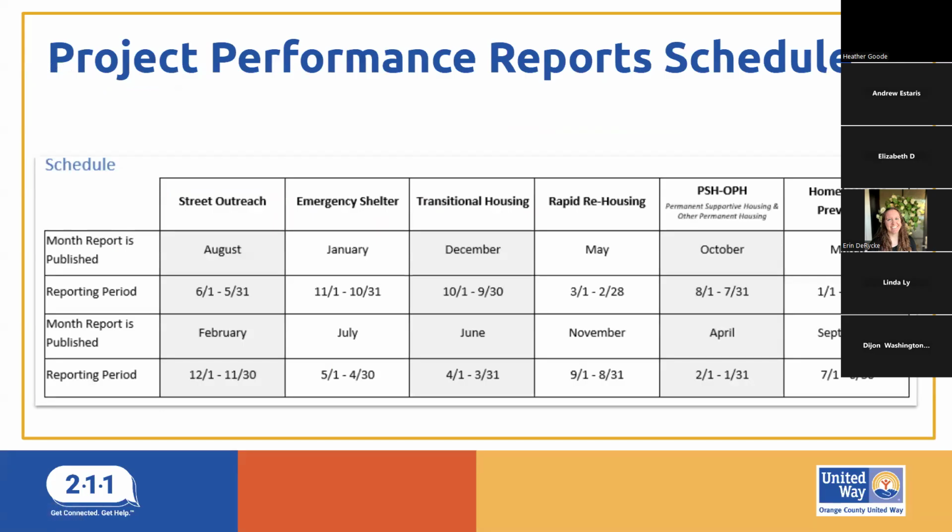So this is the publishing schedule for the project performance reports, and PPRs are published twice a year for each project type. This schedule can also be found in the project performance overview document, which we'll discuss on the next slide.